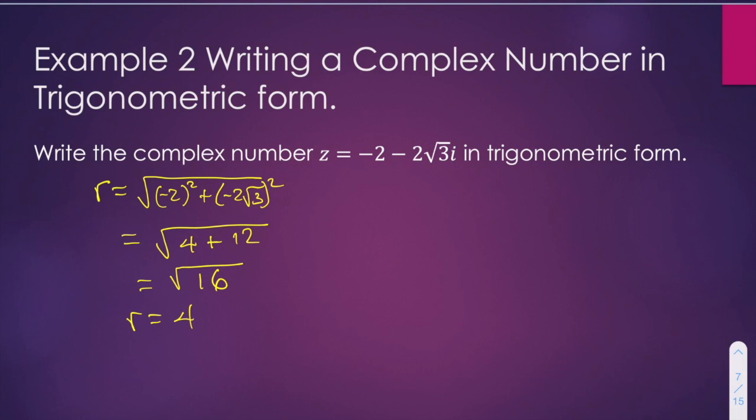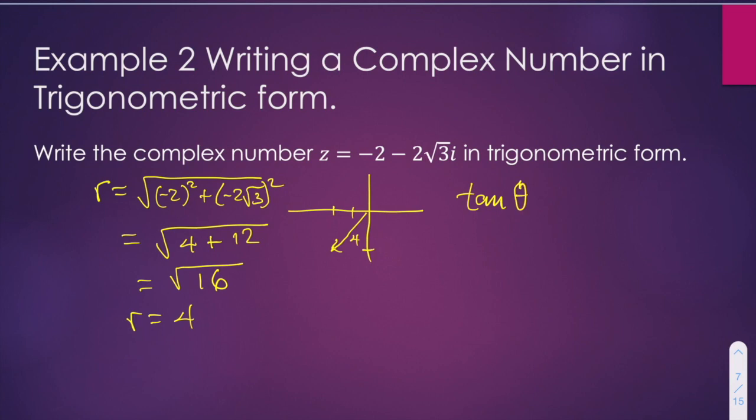And so now we're going to be looking at this in complex form. One thing you might want to do is even just go ahead and plot it. So I'm just going to do that really quickly. We're going to go to the left 2, and then we're going to go down 2 root 3, so that's a little further down. And so we're going to be looking kind of like that. And we know that that's got a length of 4, and we're going to use the tangent of theta.